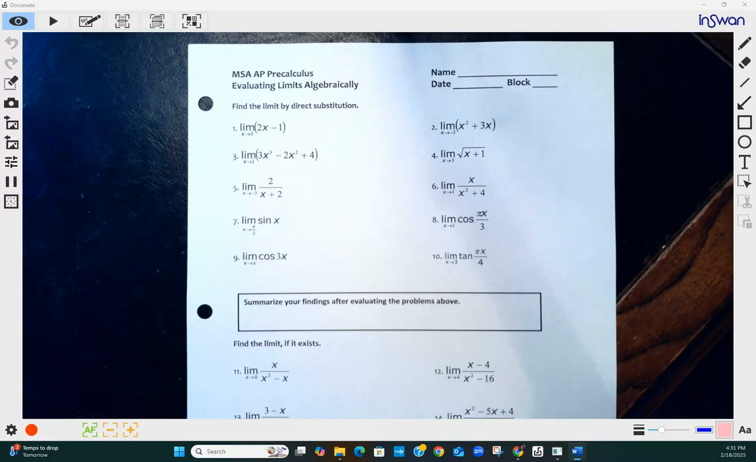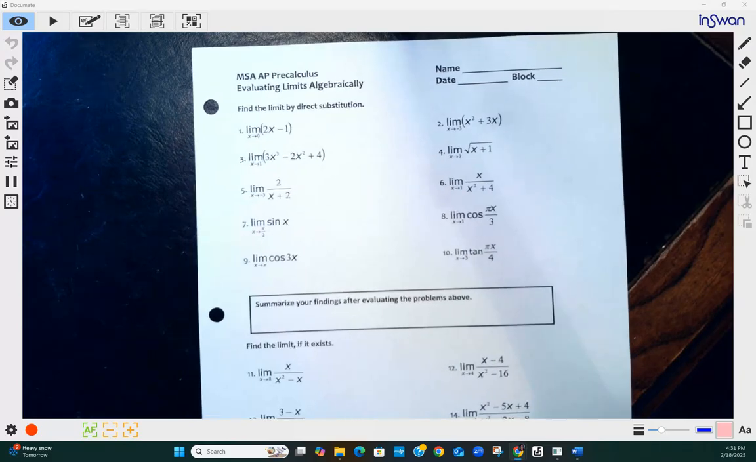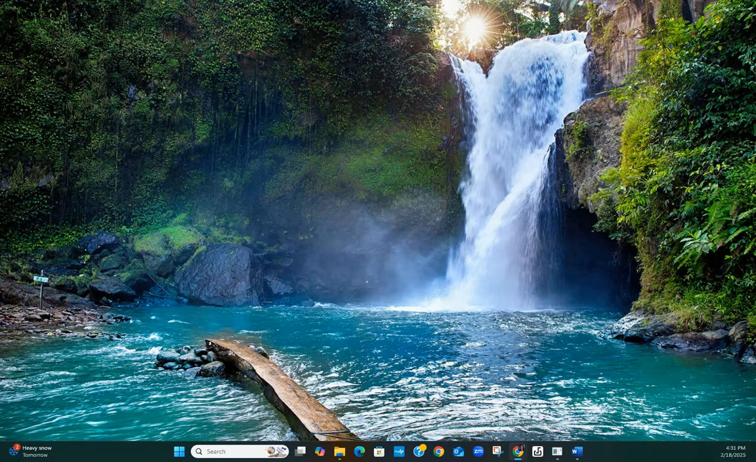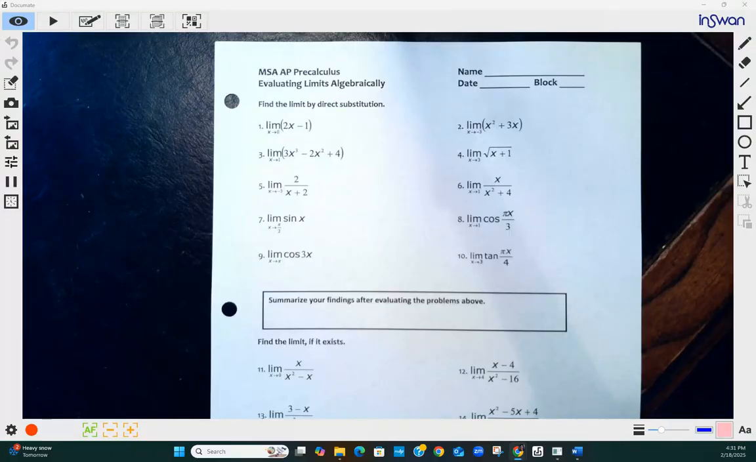Give me 1 second. I meant to pull something up that I could look at. Okay, find it. This one, no. Oh, never mind.